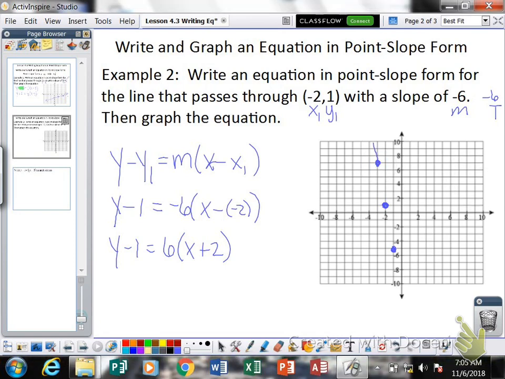And then again with a ruler, draw your straight line, and that is how you graph that point. So you have your point-slope, and then you have your graph.